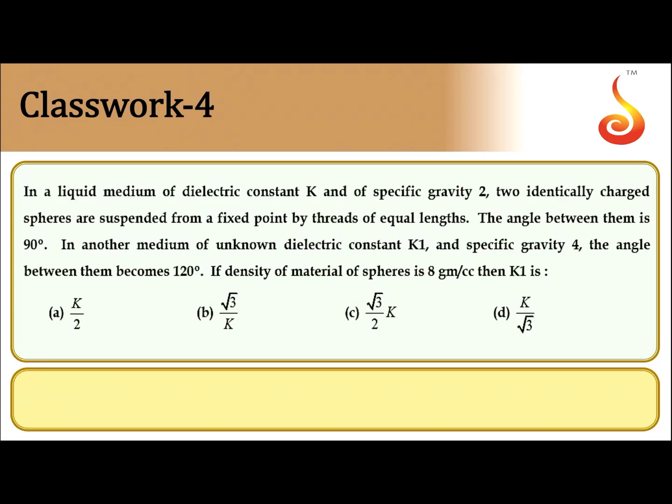Next one: in a medium of dielectric constant K and specific gravity 2, two identically charged spheres are suspended from a fixed point by threads of equal lengths. The angle between them is 90 degrees. In another medium of unknown dielectric constant K1 and specific gravity 4, the angle between them becomes 120 degrees. If the density of the material of the spheres is 8 gram per cc, then the value of K1 is?